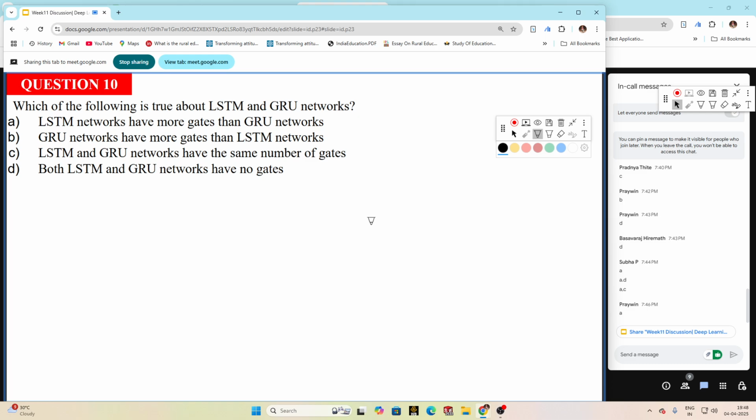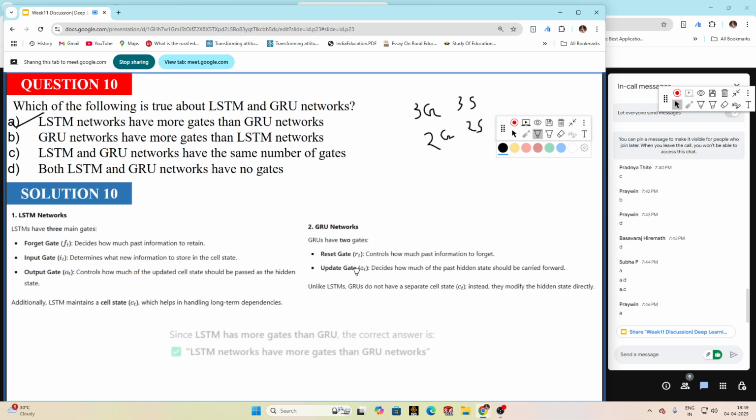If you have read the theory, or whatever I have discussed, you would remember. LSTM has 3 gates, 3 states, right? And GRU has 2 gates and 2 states. GRU does not have the forget gate. In the input gate we are accommodating the forget gate in GRU. So LSTM has more gates than GRU. So option A is the correct answer.